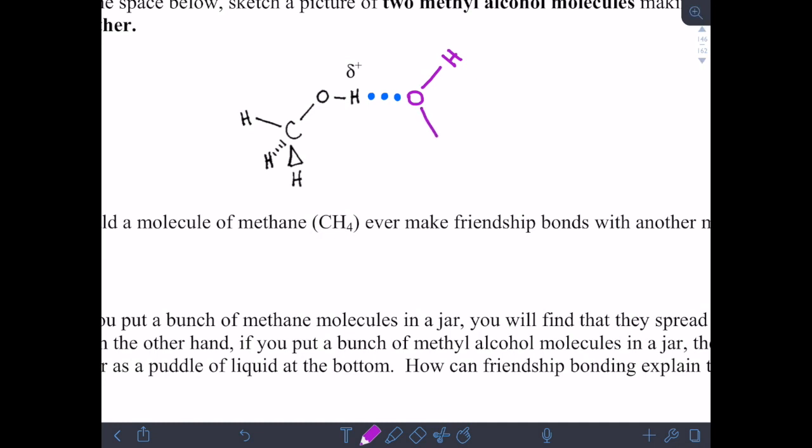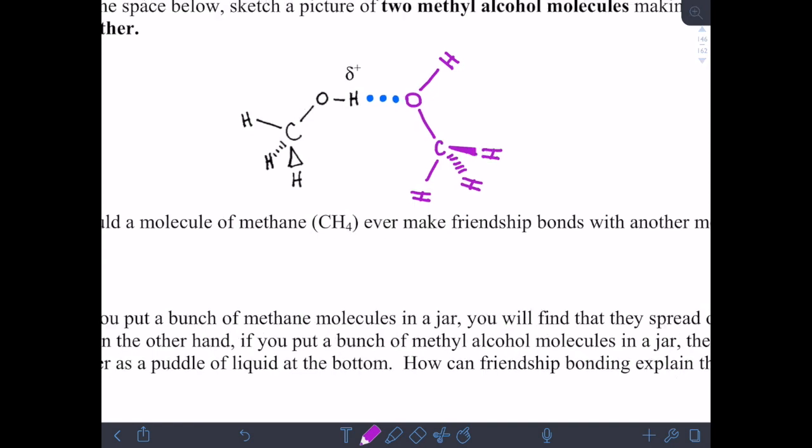And so for this, it might be easiest to move your paper around. So I'll put my carbon here, and then I'm going to draw my next. So now it's kind of like I'm drawing on the side. I'll draw my next hydrogen that's in the plane off to the left, and I'll draw my wedged hydrogen going down and my other dashed hydrogen going back. And so that's representing our H bond, our friendship bond between 2 methyl alcohols.